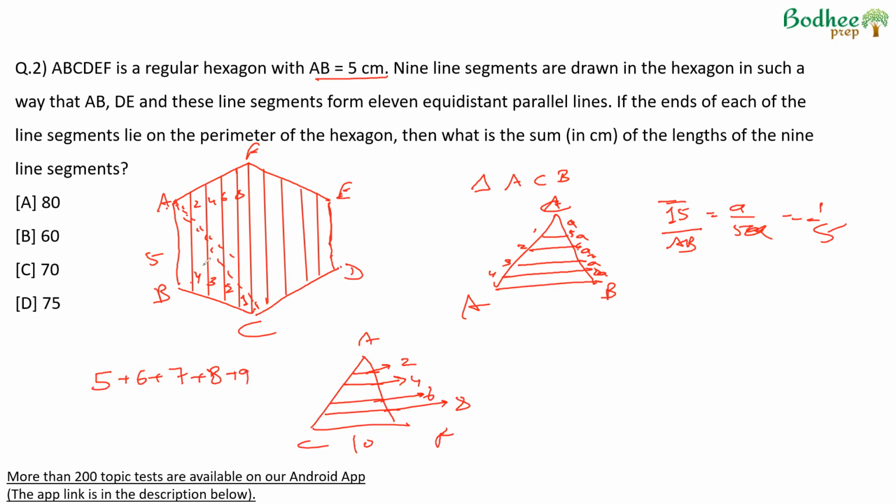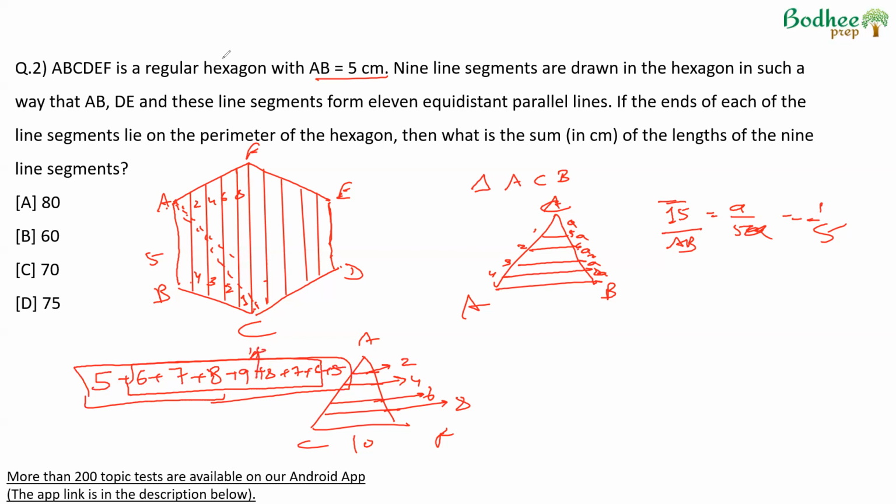On the right side of FC, we will have a similar series that will be formed. The first line will have length 8, then 7, then 6, and then we'll have DE 5. We have to find the sum of the 9 line segments, which will be in between here. 6, 7, 8, 9. FC 10 is missing.